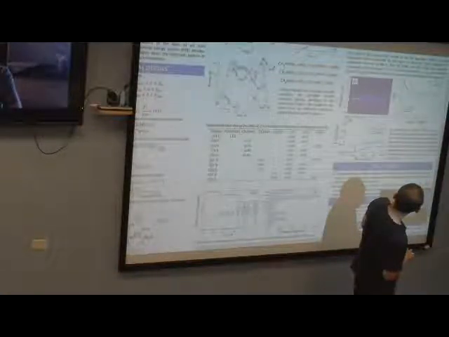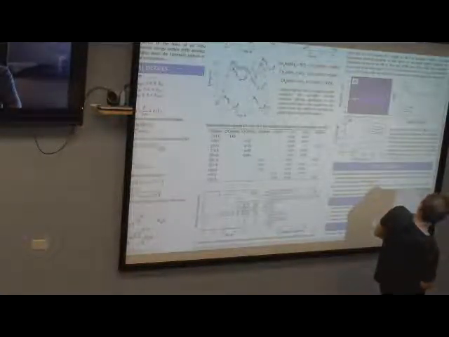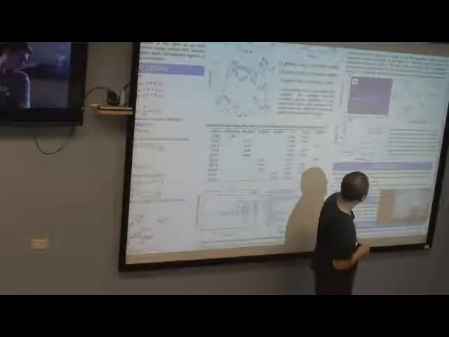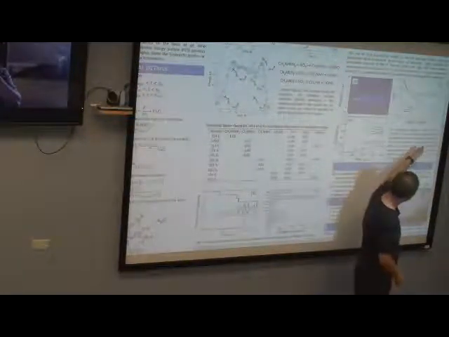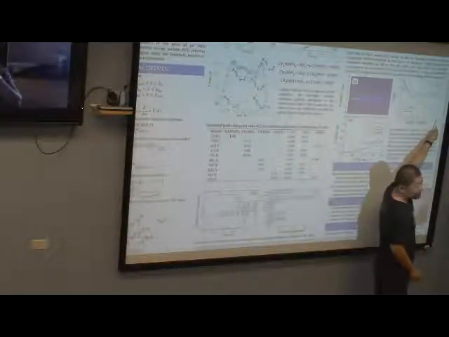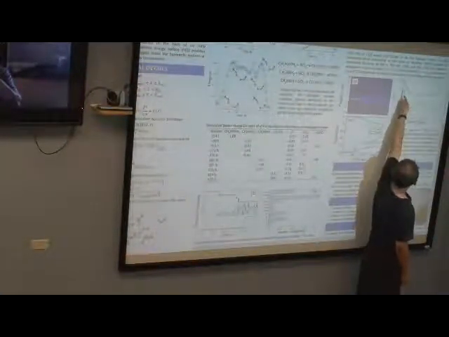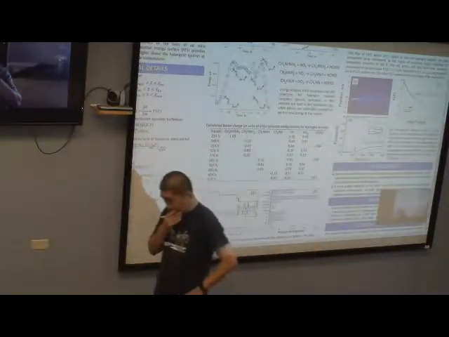Daniel, can you read what the x-axis is for this figure? 1,000 divided by Kelvin. Yeah. So, in which direction does temperature grow? So this part is room temperature. Okay, so this is high temperature. Oh, sorry. Thank you.